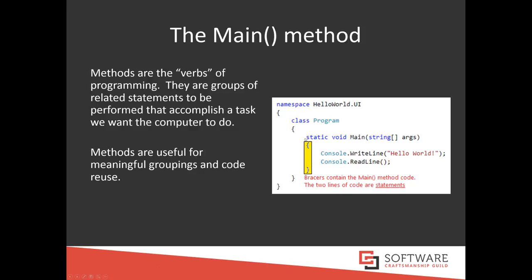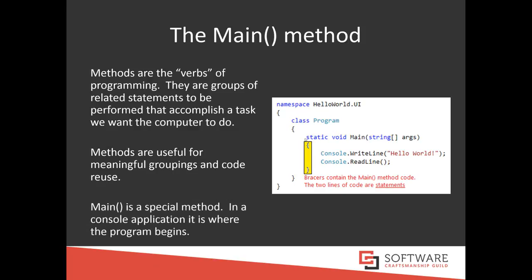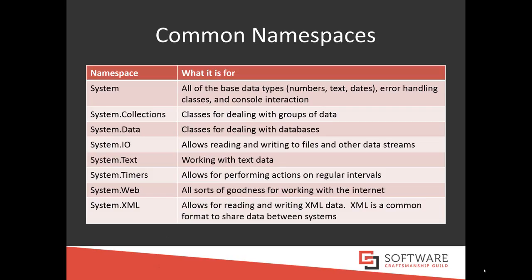Again, the main method has curly braces, a code block, to contain the code that needs to be executed when main is run. Main is very special in a console application. This is where the program starts. If you were to delete the main method out of the console application, your program would not run. The two lines of code that actually do the work in the main method are called statements. In C#, statements typically end with a semicolon.